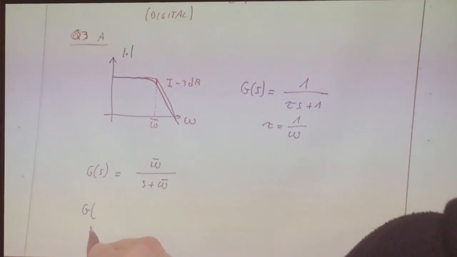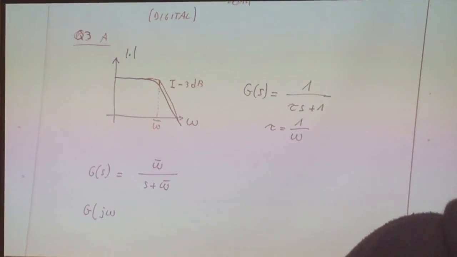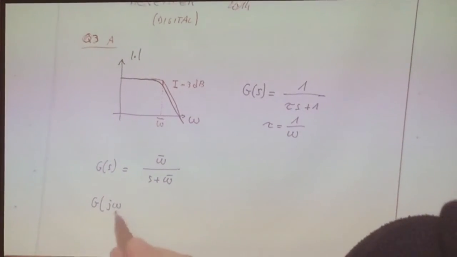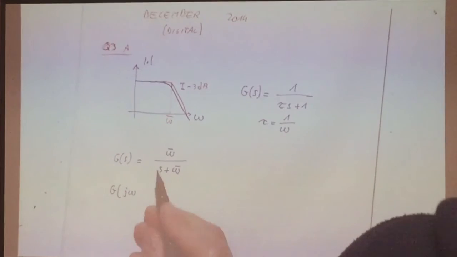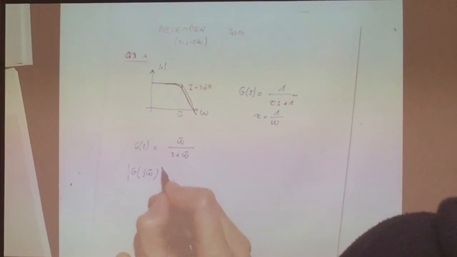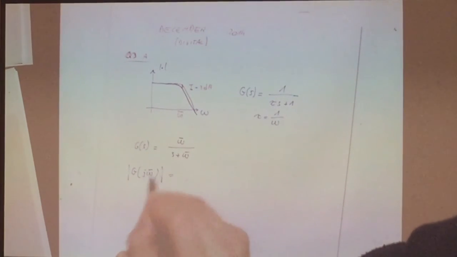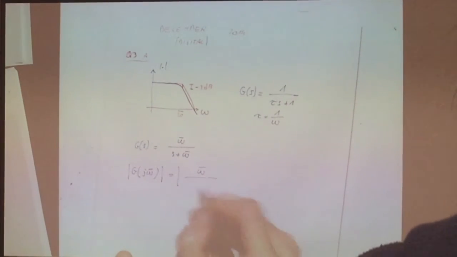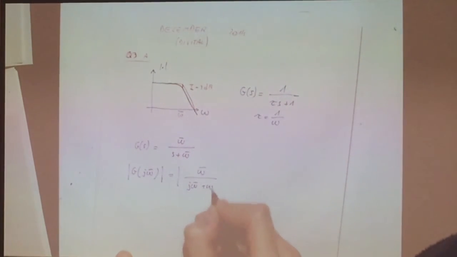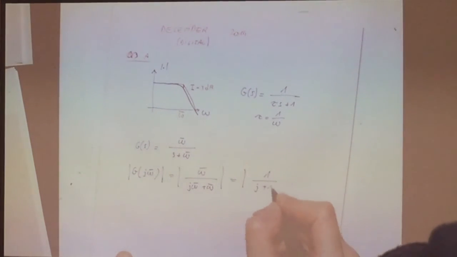So how do you compute the frequency response of G? When you evaluate G in j omega, right? If you want to know the frequency response at the cutoff frequency, then you evaluate G in j omega bar. And you want to compute the magnitude of this. So the magnitude of this is the magnitude of omega bar over j omega bar plus omega bar, which is equal to the magnitude of 1 over j plus 1.